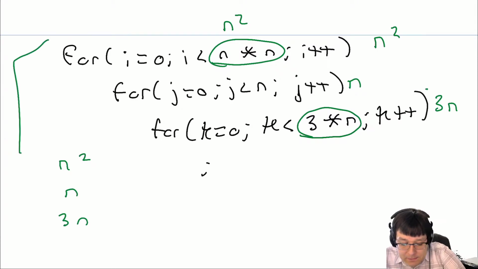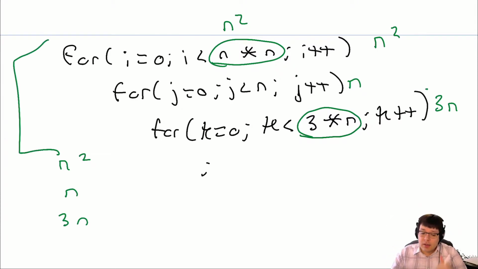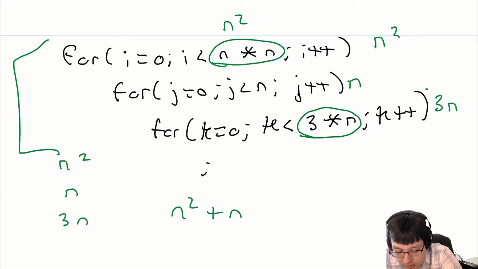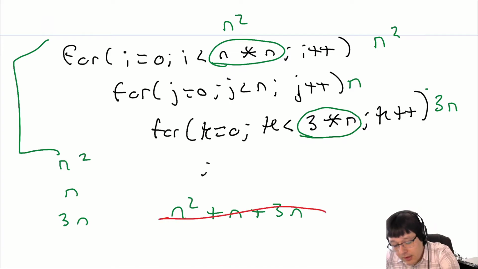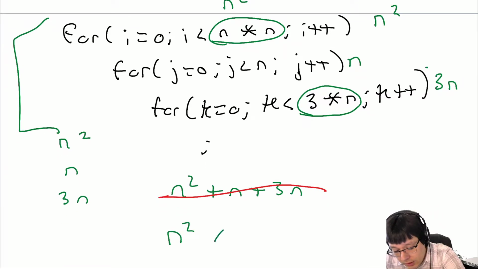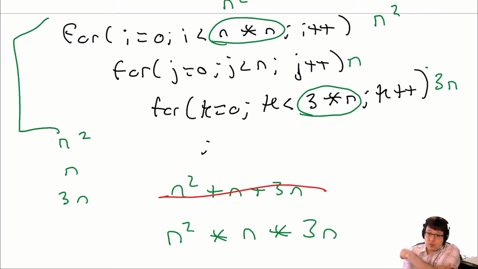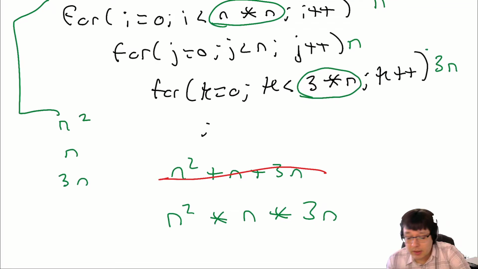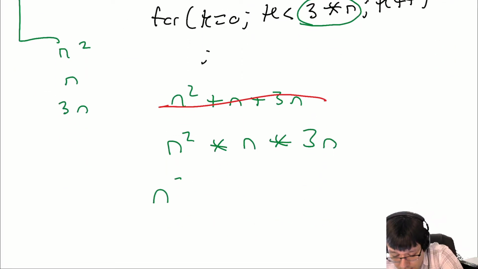Now here's the thing. If these loops were one after the other, then I would just add the terms together like this. However, the loops are not one after each other. They're actually nested, and when they're nested, you have to multiply them together. So actually it's going to be n squared times n times 3n. So the actual solution to this would be 3n to the fourth. Okay, so that's just algebra.